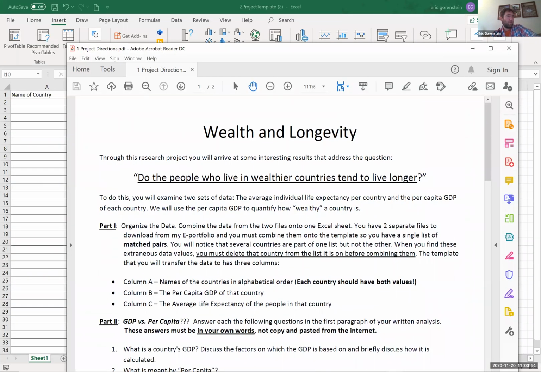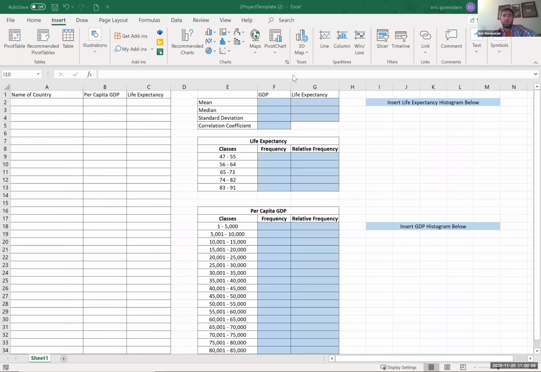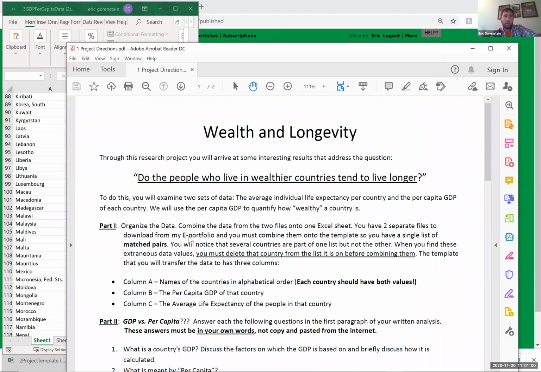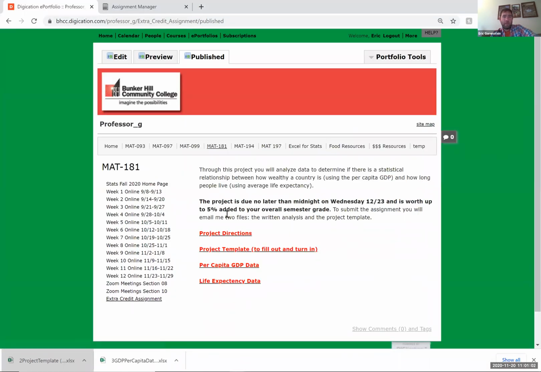It's posted on the ePortfolio. Somewhere, yeah. So you have the extra credit assignment, you have the directions, you have the template to fill in, and you have the 2 data files.